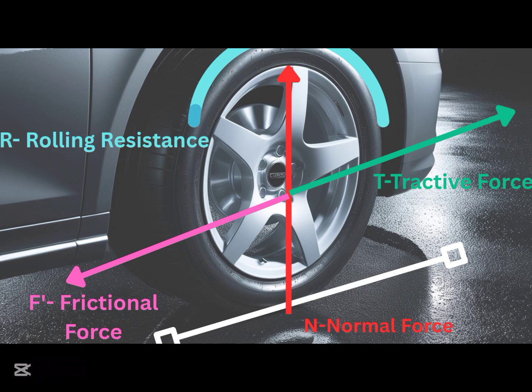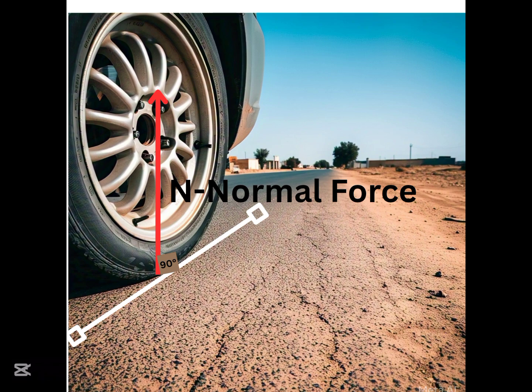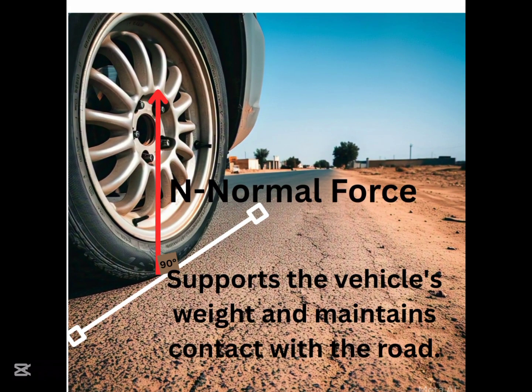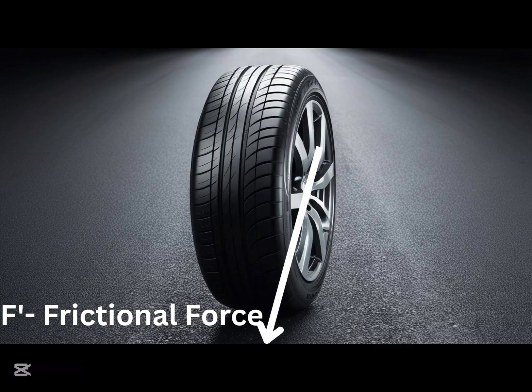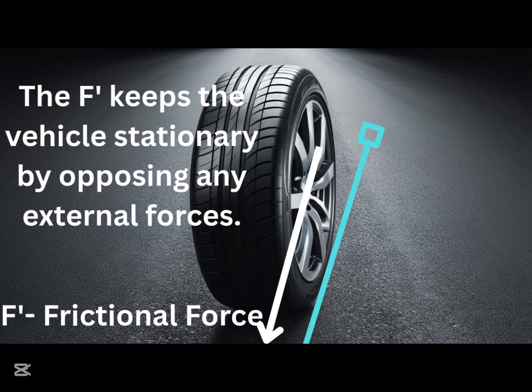So let's see how these forces interact. The normal force N is the force exerted by the ground on the tire. It is perpendicular to the surface, that is 90 degrees to the surface. The surface is the white line we are seeing. Now this force supports the vehicle's weight and maintains contact with the road. The frictional force acts to oppose. You can see the arrow pointing backwards. It is the force that keeps the vehicle stationary by opposing any other external forces.